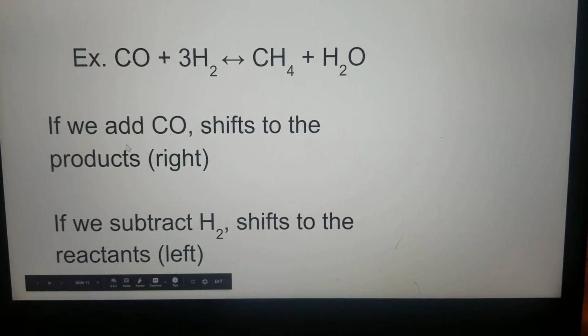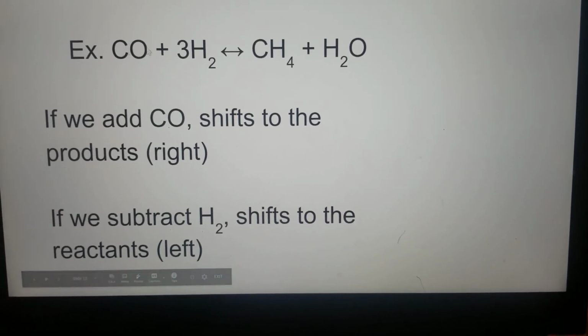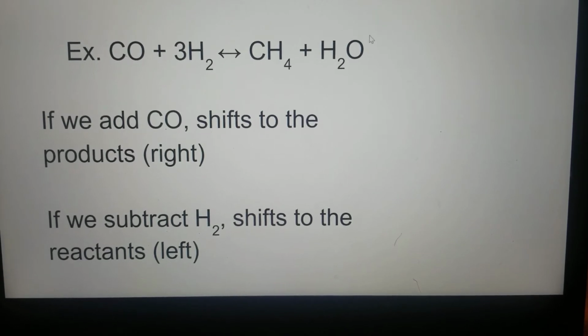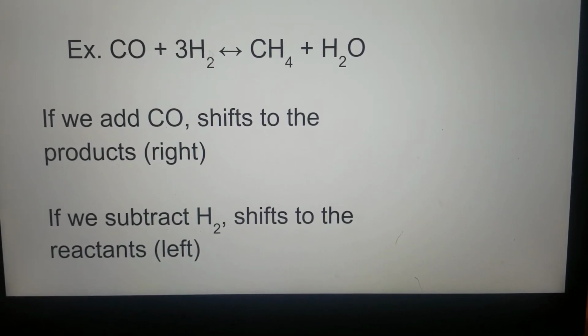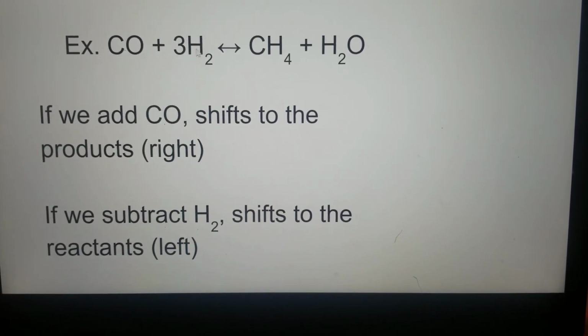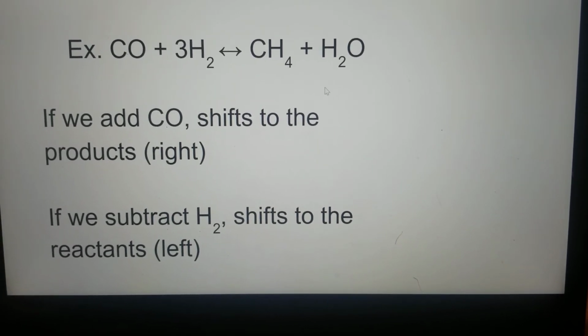Here's an example. So we have this reaction, and if we were to add more carbon monoxide, then it would shift to the opposite side, so it would shift to the right. If we were to remove hydrogen, it would leave an empty space here, and so it would shift to that same side, to the reactant side, in order to fill up that hole.